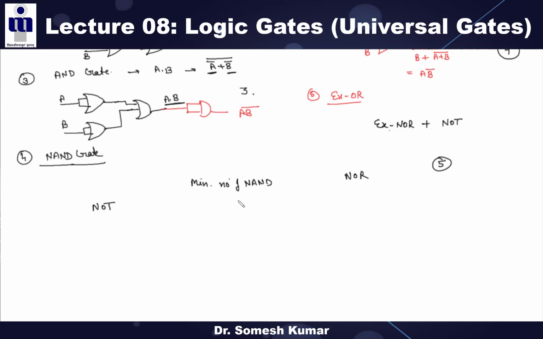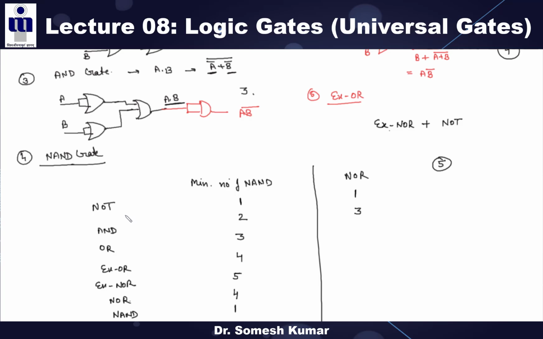For the NOT gate, the minimum number of NAND gates used is 1, minimum number of NOR gates used is 1. For the AND gate, the minimum number of NAND gates is 2. For the minimum number of NOR gates, 3. For the OR gate, this is 3. For the XOR gate, 4. For the XNOR gate, 5. For the NOR gate, it is 4. For the NAND gate, it is itself 1 NAND gate, right? Clear? So now tell me for the NOR gate.